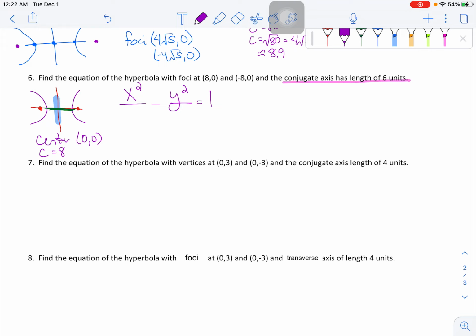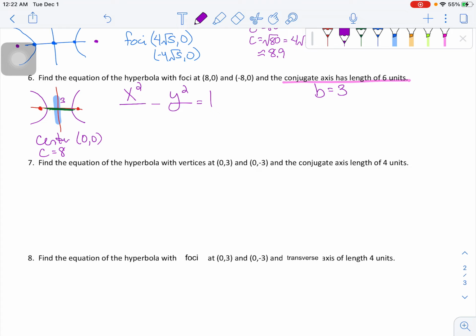Here's what we got to be careful about. The full conjugate axis is from endpoint to endpoint. Your B value, because that's what this is going to be, is only from the center to an edge. So make sure you pay attention to what's given to you. Because it says the conjugate axis has length of 6 units, I actually want to tell myself that B is equal to 3. All right, it is 3 units tall here. So be careful with that.